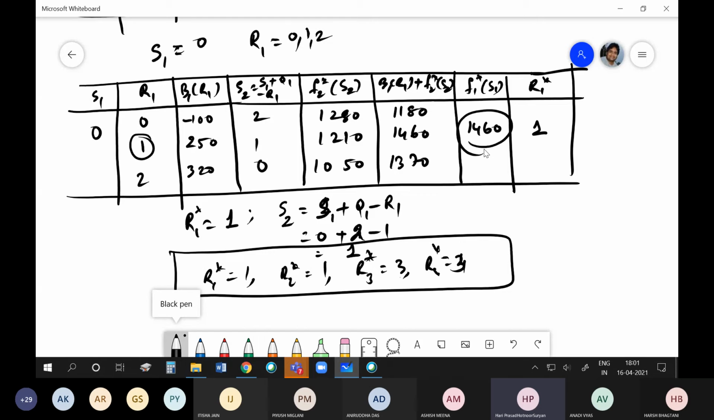See here, your maximization depends upon the initial storage. Had it been 1 instead of 0, this would have changed, isn't it?